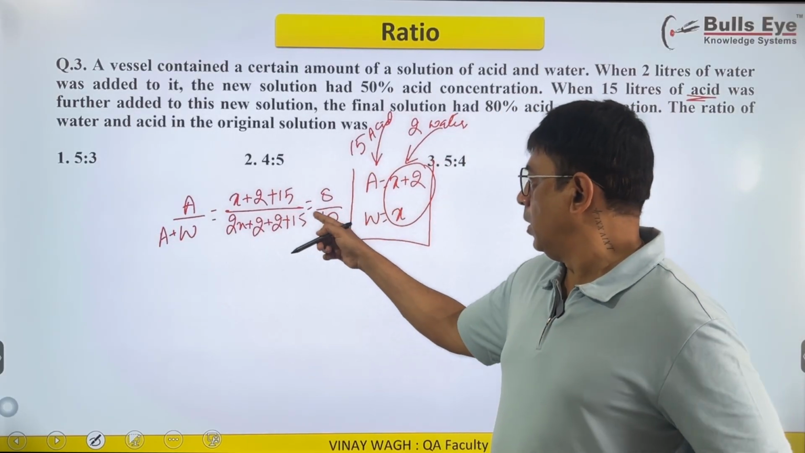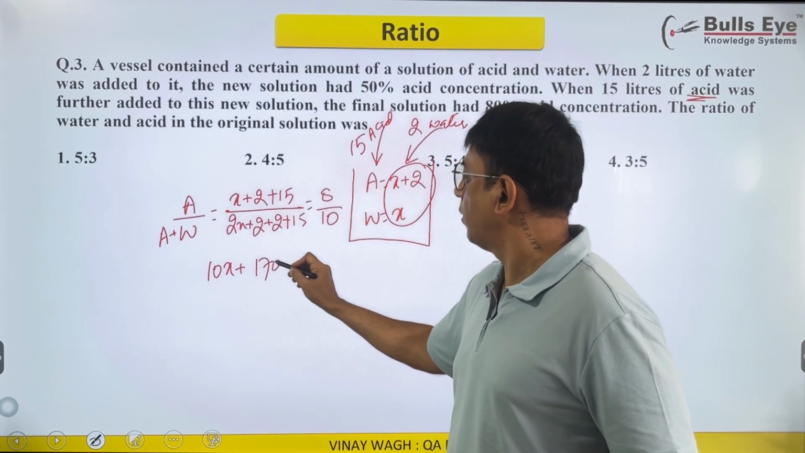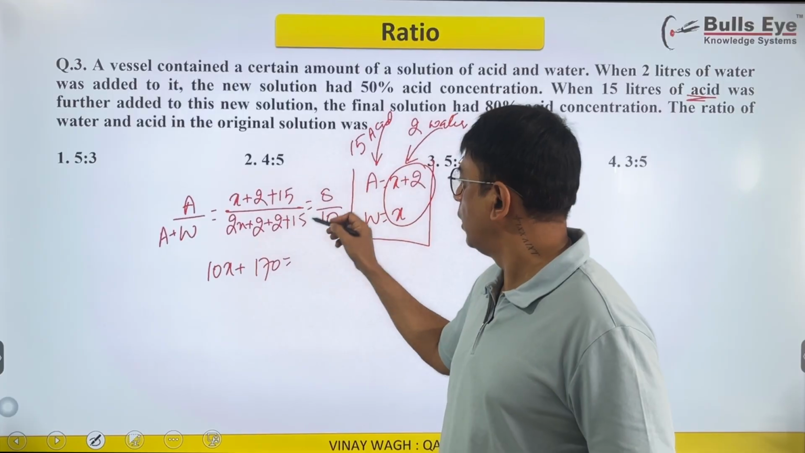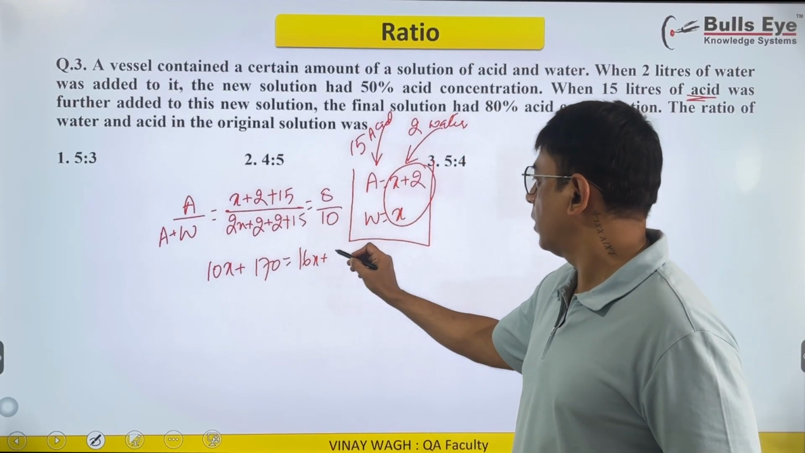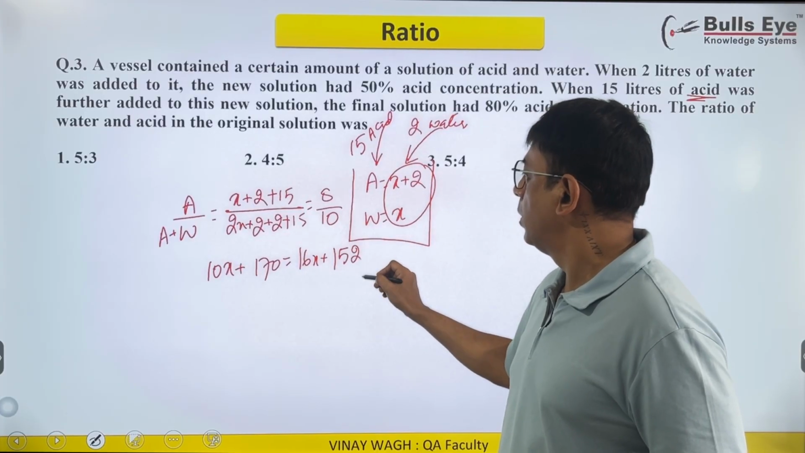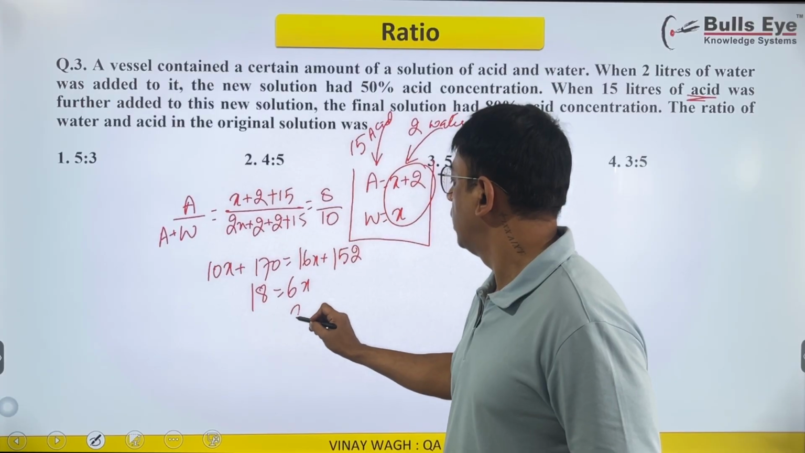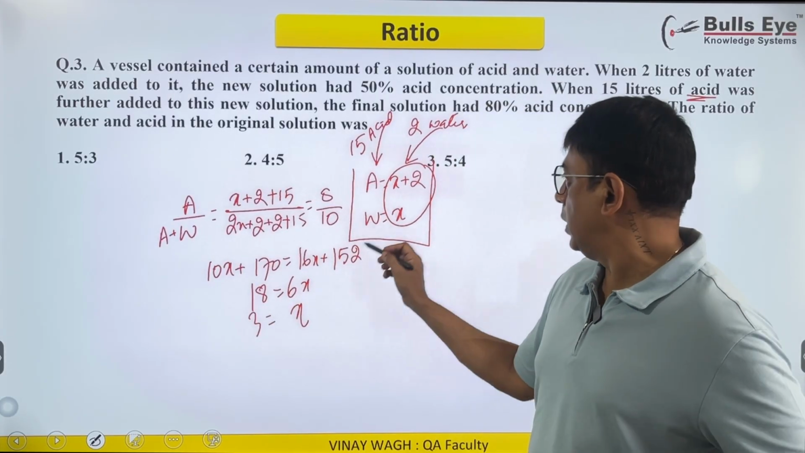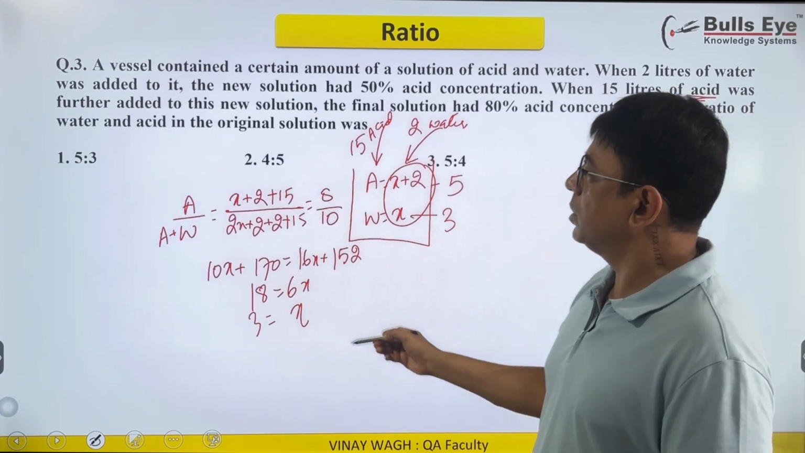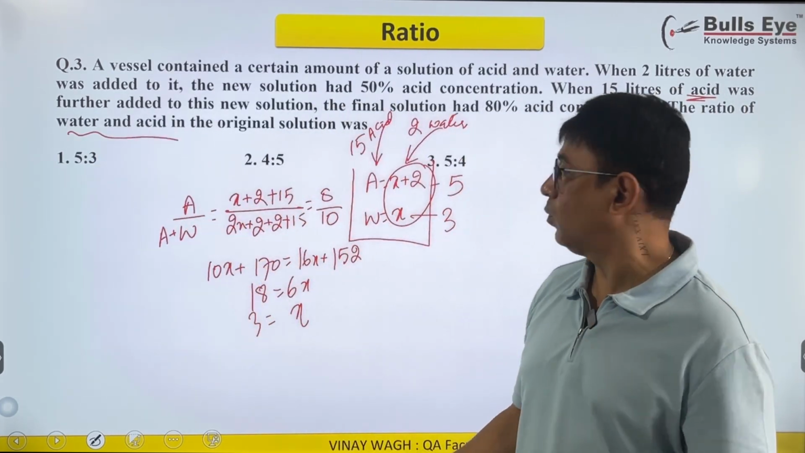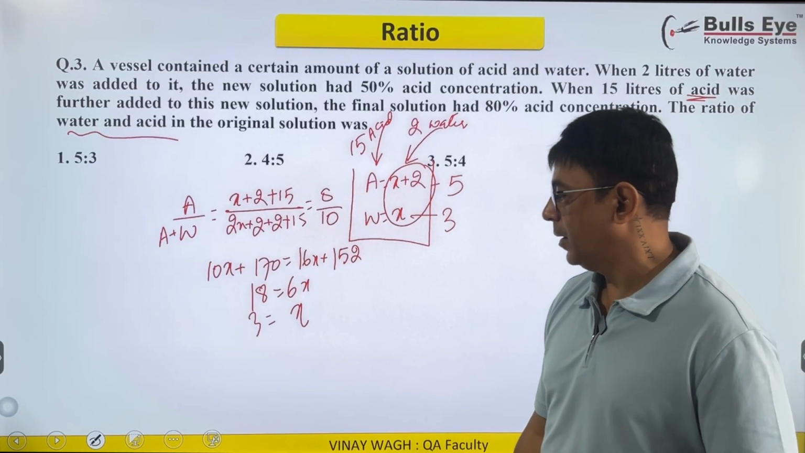That's it. So 10 into x is 10x, 17 into 10, that's 170, 8 into 2 is 16x, 8 into 19 is 152. Okay, so 170 minus 152, that's 18, and x is 3. So initially we had 3 liters of water and 5 liters of acid. What is the question? What is the ratio of water and acid? Water on the left hand side, so that's 3 is to 5. Option number 4.